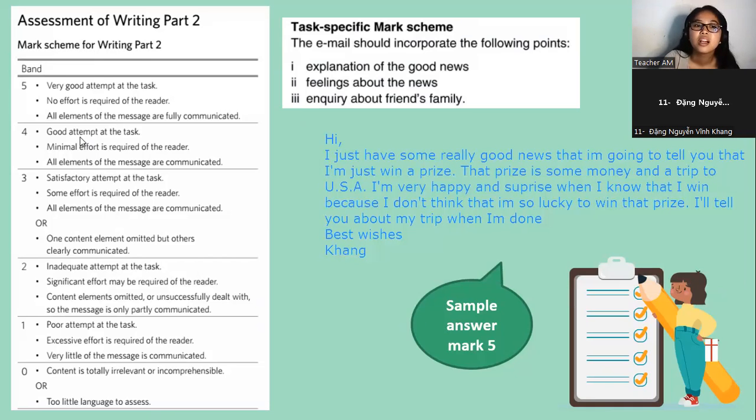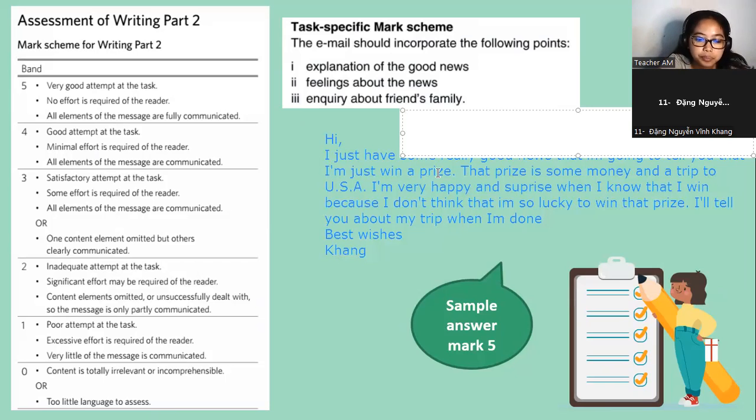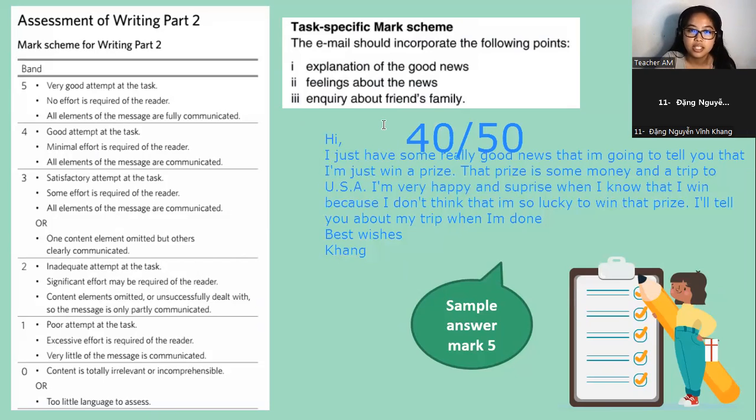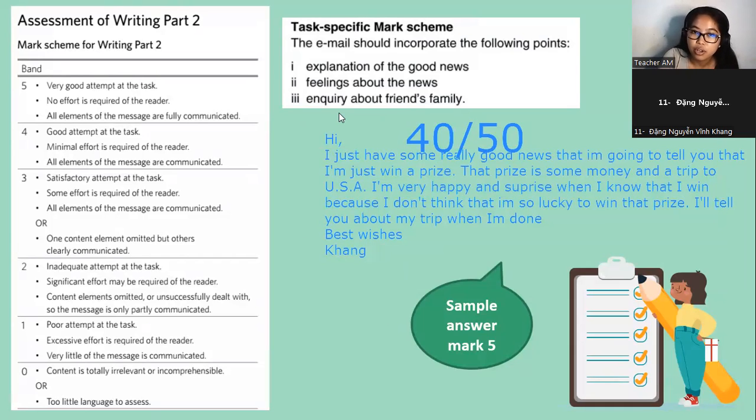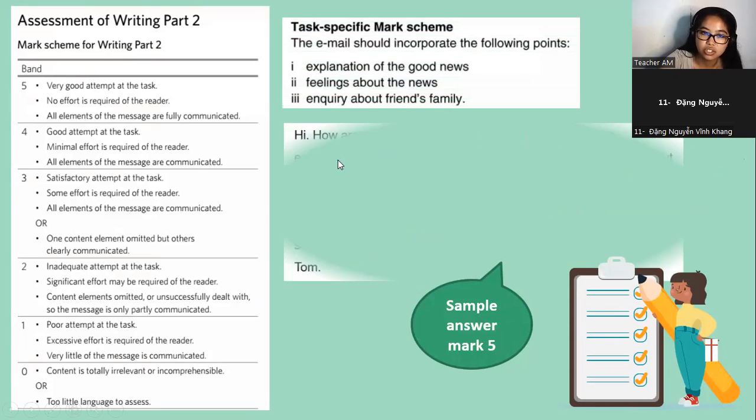Best wishes, Kang. Okay, so for this one, I'm going to give you 40 out of 50 because the good point is you were able to explain the good news, which is USA, and you explain your feelings about the news. However, the missing part here is to inquire about your friend's family in Australia. You can just say, can I ask about your family, your family living in Australia? How was it? Okay, that's why I gave you 40 out of 50. However, you have a good attempt at the task.